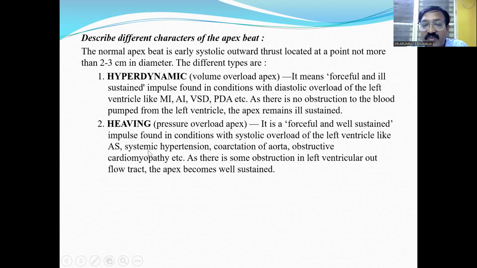It is commonly left ventricular systolic overload, like AS, systemic hypertension, coarctation of aorta, cardiomyopathy, where there will be severe left ventricular hypertrophy, and so the patient has a pressure overload impulse. In MR, with left ventricular hypertrophy, it will be dilated because of the volume overload. Volume overload effect is called hyperdynamic. The pressure overload effect is called PV.